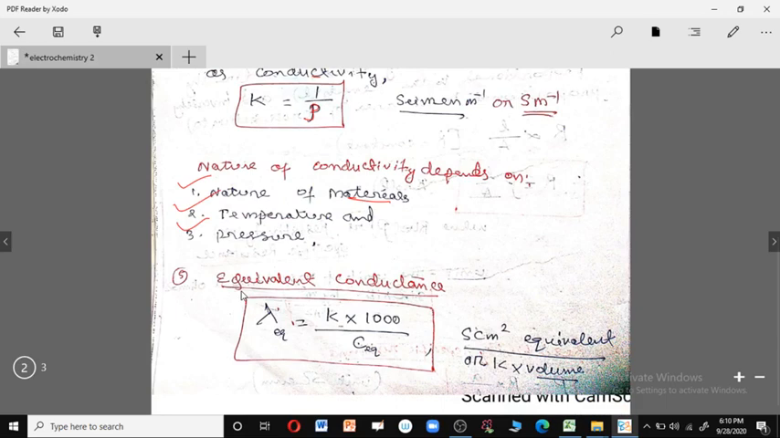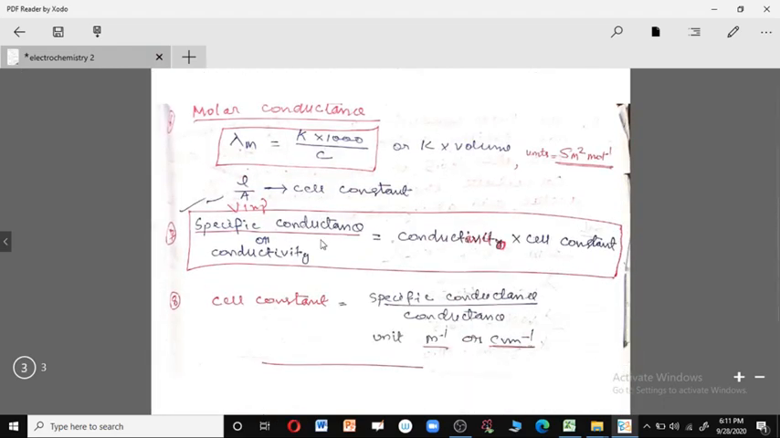And the equivalent conductance is denoted by lambda equivalent equal to kappa into 1000 by C equivalent. Unit is Siemens centimeter square per equivalent, or K into volume. Molar conductivity is denoted by lambda m, K into 1000 by C or K into volume, unit Siemens meter square per mole. So these are the important formulas. And length by area is called cell constant, very important.